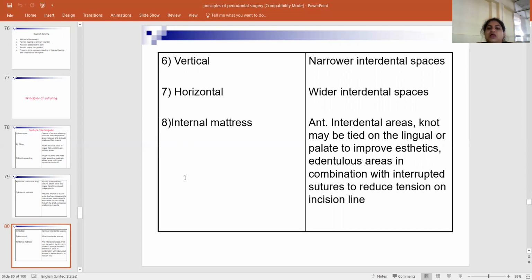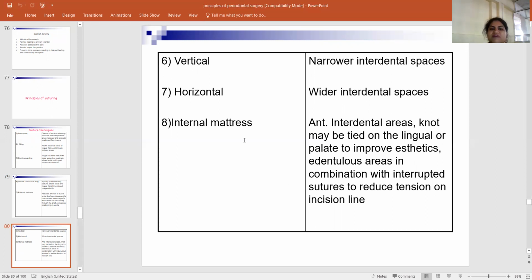Internal matrix, anterior: it is used in the anterior interdental areas. The knot may be tied on the lingual and palate to improve aesthetics, and in the edentulous area in combination with interrupted sutures to reduce tension on the incision line.